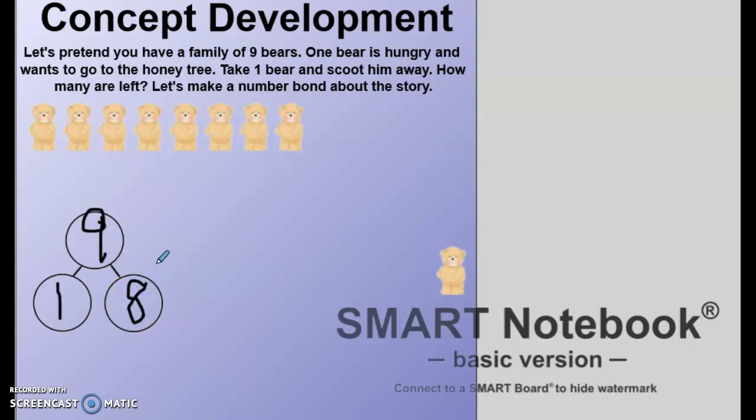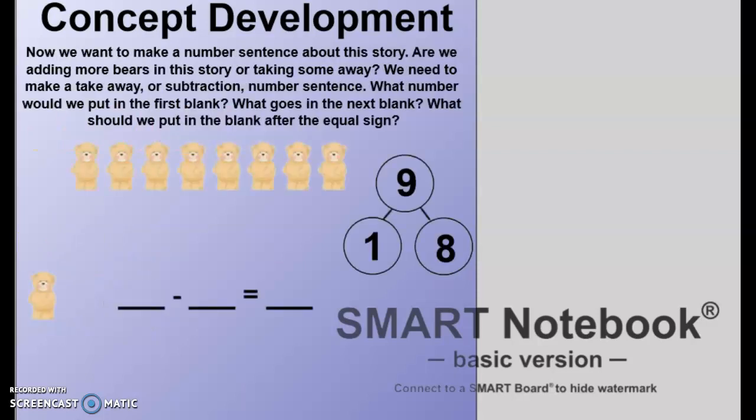Great job. Now, it's on the next slide, so I'm going to go to the next slide. It's the same problem, okay? They had 9 bears. One went to the forest, and they have 8 left that are still at home. And I can see that because I can count 1, 2, 3, 4, 5, 6, 7, 8. And I see that they have 8 as a part and 1 as a part and 9 as our whole, which is what we said before.